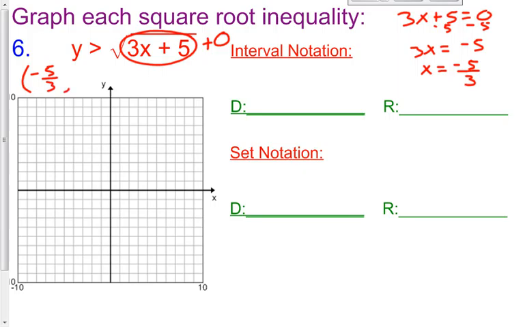Your y coordinate is that number outside the radical, so it's this number right here. Once again, we're starting at 0. So go left, negative 5/3, which is a negative 1 2/3, right approximately there, and 0. So that's where your function starts. To find the other ones, we're going to put it into our graphing calculator. Y equals the square root of 3x plus 5.